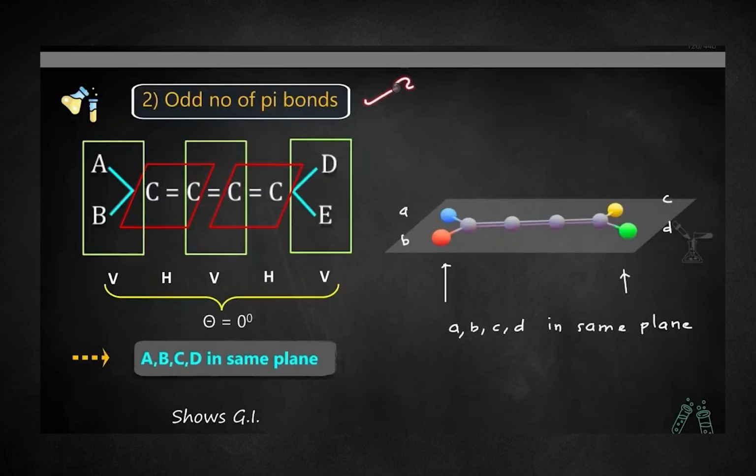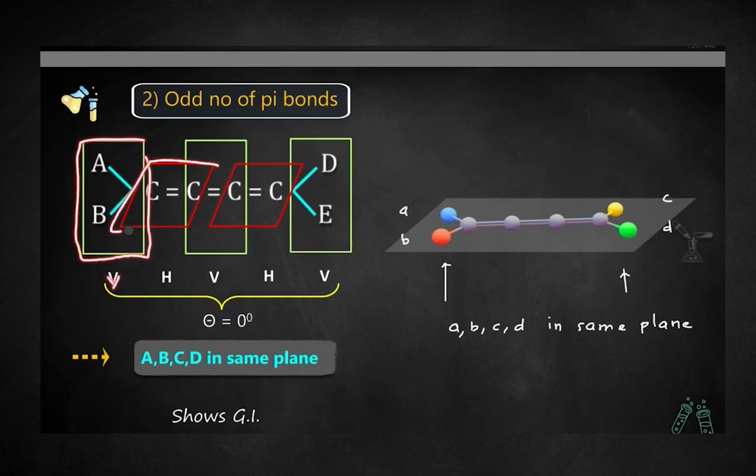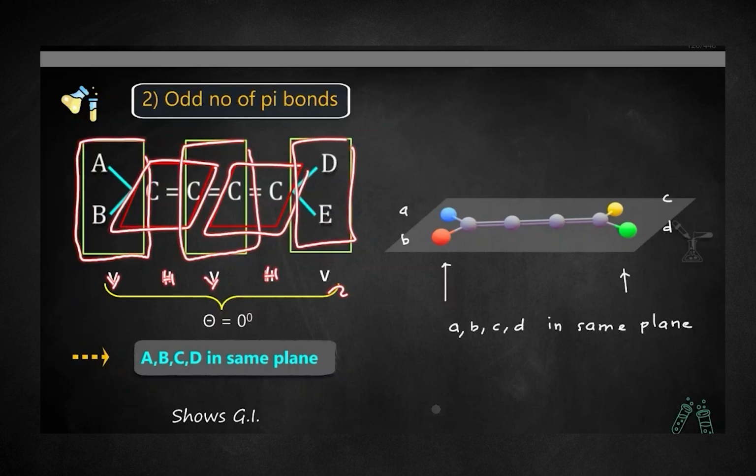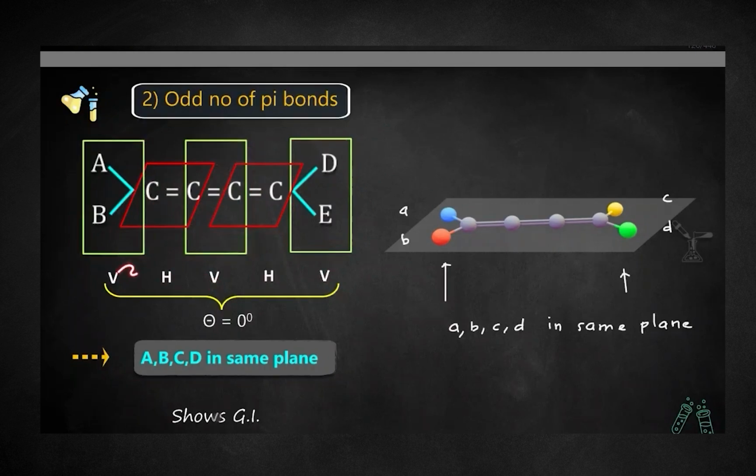Now look at the pi bonds. If the pi bonds are odd, then it is called an odd cumulene. So here 1, 2, 3 odd pi bonds, so this is an odd cumulene. Look here, this A and B in the vertical plane, double bond in the horizontal, again double bond in the vertical, double bond in the horizontal, and D and E are present in the vertical plane. So the terminal valencies are vertical, meaning the bond angle is 0 degrees and they are present in the same plane, and you can clearly visualize the things here.